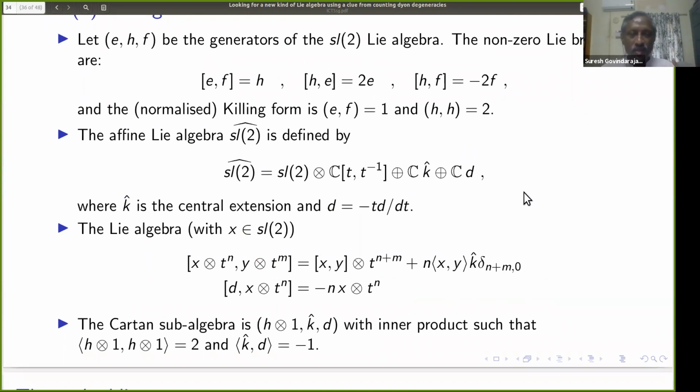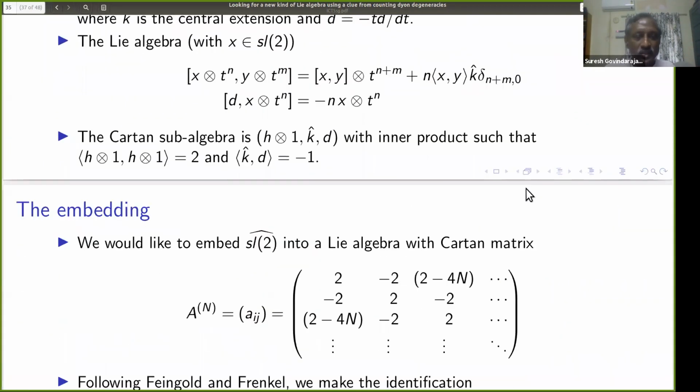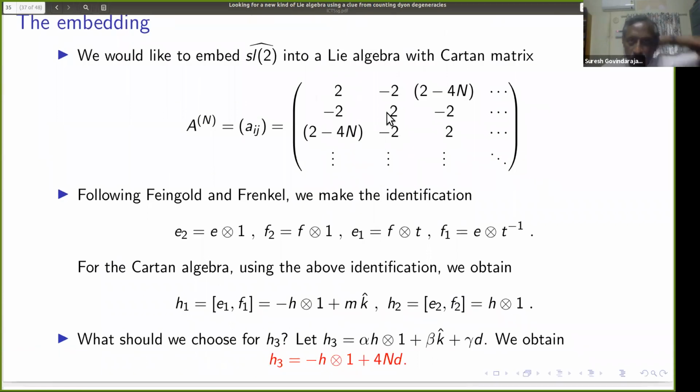So this is just some definition of SL2 hat. I think I don't need that. We would like to embed SL2 hat into a Lie algebra with this Cartan matrix. If you look carefully, this would be a 3 by 3 block inside any of those matrices. You can see if you put n equal to 1, this becomes minus 2. Okay, then it's a 3.